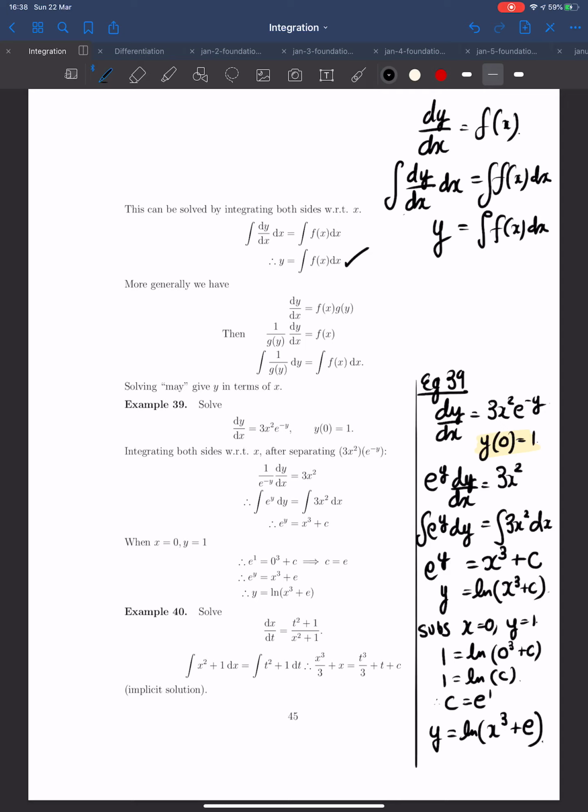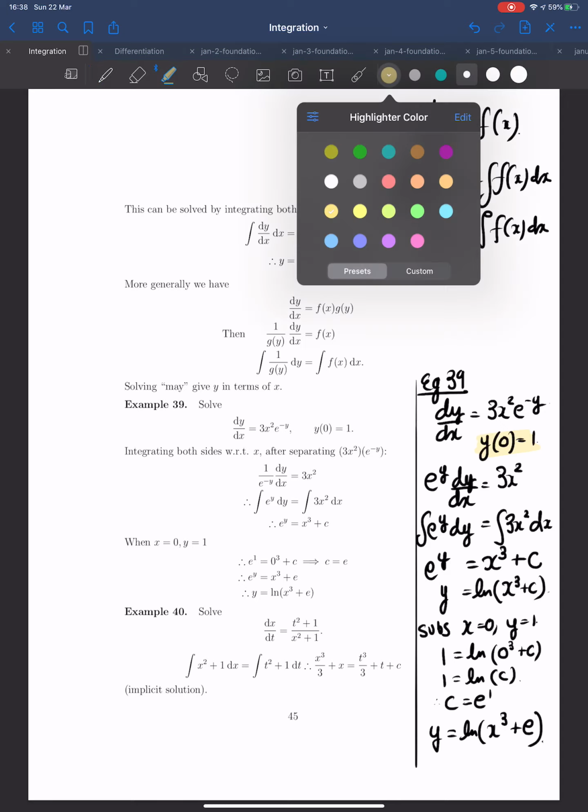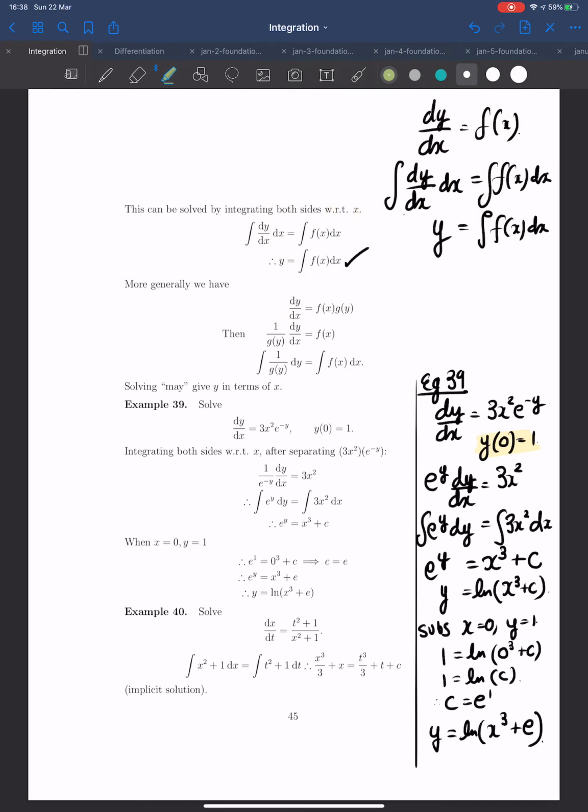Does that make sense? Just have a little read over that, make sure it's all quite straightforward. Let's go. I'll just talk over this example again.